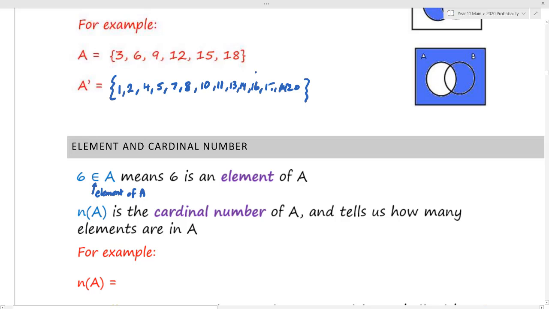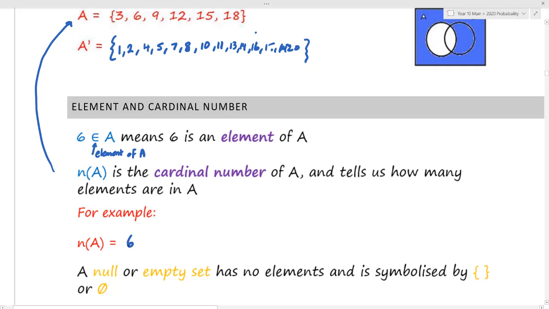Note though that the cardinal number of A is different. The cardinal number: how many different elements of A do we have? Let's have a look at how many different things we have. 6. So what would be the cardinal number of A? 6. There are 6 things in A.